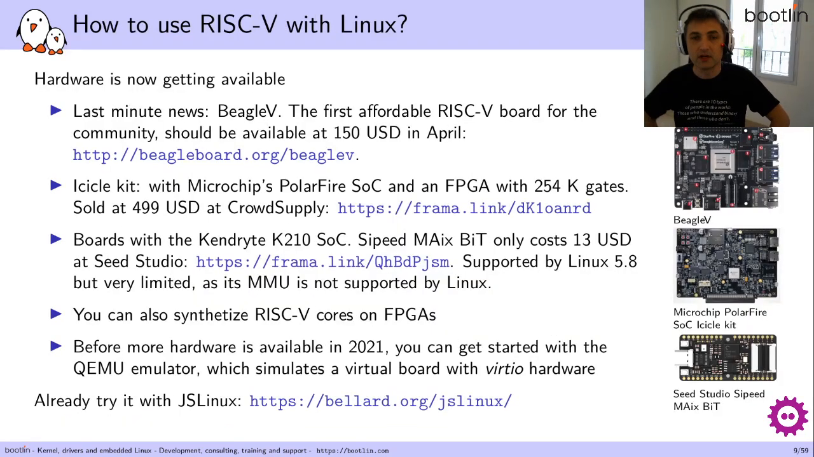So how to use Linux with RISC-V? Hardware is fortunately now getting available, and there are last-minute news, at least when I'm recording this. Beagle 5 was announced on January the 13th, so I even had to re-record this part of the presentation. I didn't want to miss it. So it's the first affordable RISC-V board for the community that should be available at $150 USD in April this year. So many thanks to the BeagleBoard.org project for their great contributions to the community. Can't wait to have it.